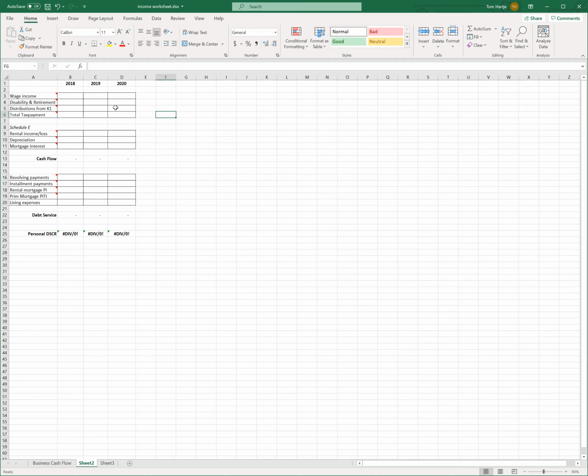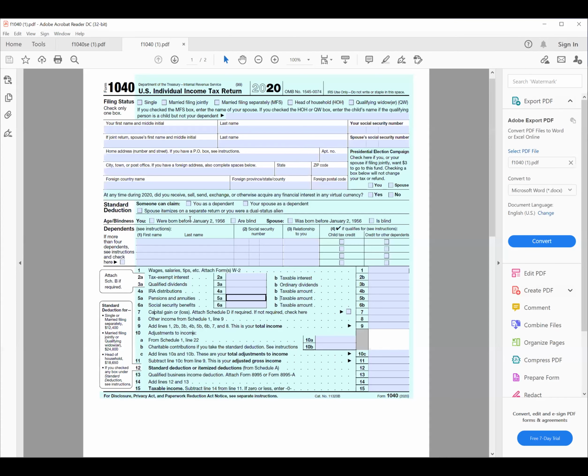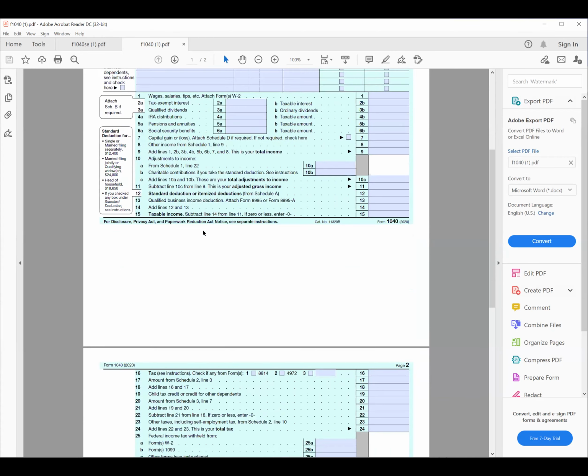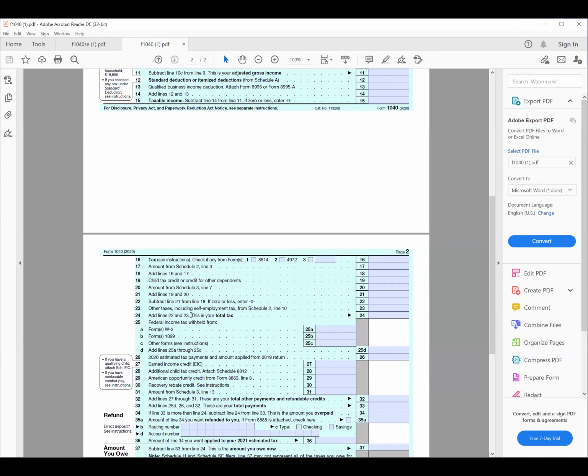So these first three we're adding together. Total tax payments is what we're going to subtract from that, and that we get off of the 1040. So if we go back to the 1040 and we go to page 2, we're going to look for total tax. This is the total tax owed.